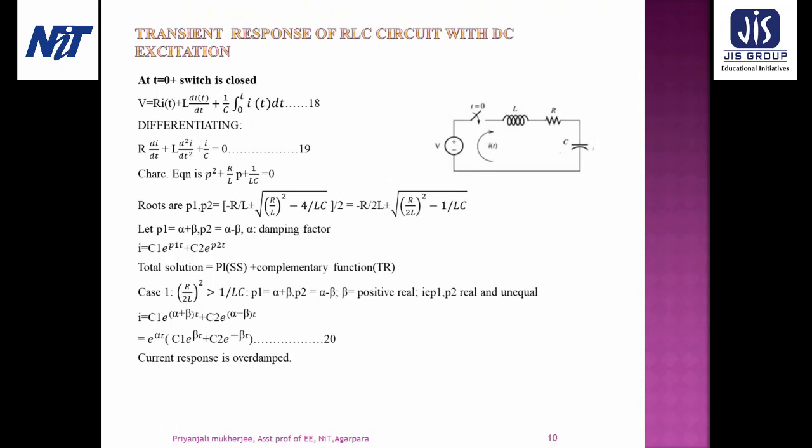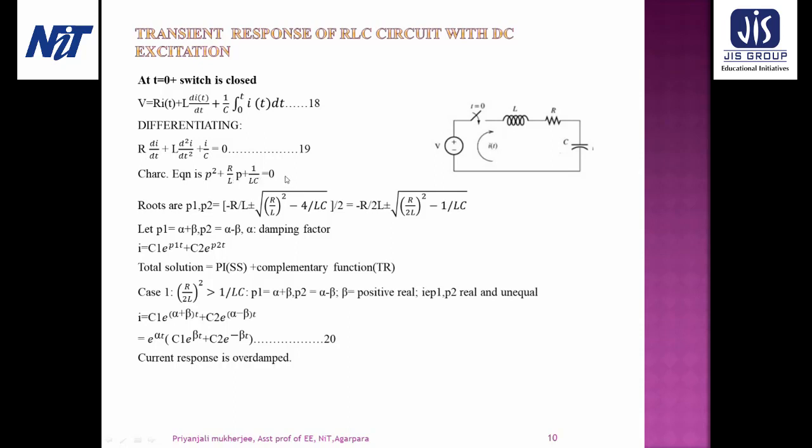Next, both the inductor and capacitor are connected in series with this resistance, and the whole is connected to the supply voltage, and the switch is closed at T equal to 0. If we apply KVL, the equation becomes V equal to R I plus L dI/dT plus 1 by C integral of I dT. Now, differentiating both sides, we get R dI/dT plus L d square I/dT square plus I by C equal to 0. So, the characteristic equation can be written as P square plus R by L into P plus 1 by LC, where P is d/dT, that means the time derivative.